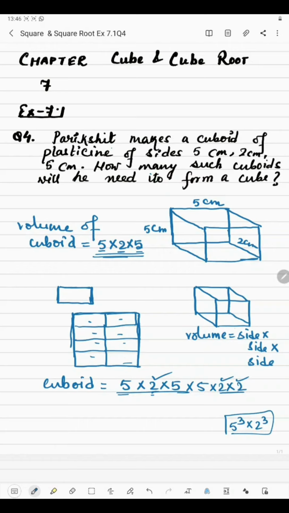Whatever numbers we have here as factors are the factors of the cuboid, and we have taken these extra to make a cube. So this is our number of cuboids. That means if you multiply this, 5 2's are 10, 10 2's are 20. So 20 such cuboids are required to form a cube.